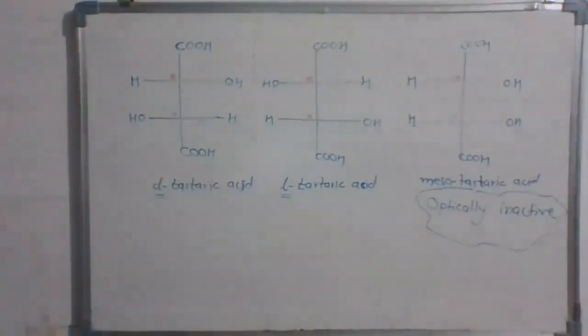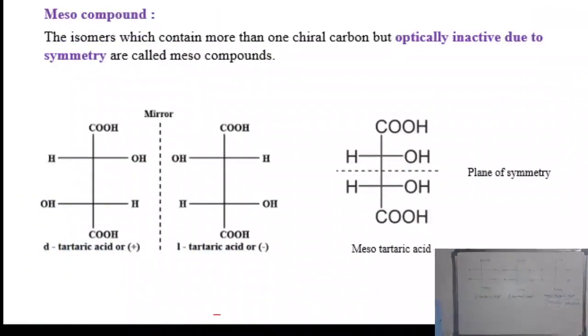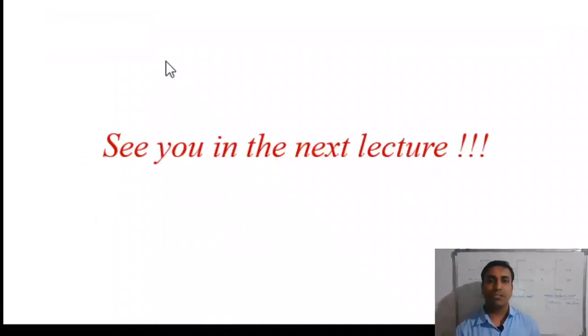So what we discussed today? We started with the exchange method of assigning configuration, and then we saw some examples. Some examples are given for practice to you. After that, we saw the definition of diastereomers, and at last we saw the meso isomers. So with this we shall finish this lecture. See you in the next lecture. Thank you.